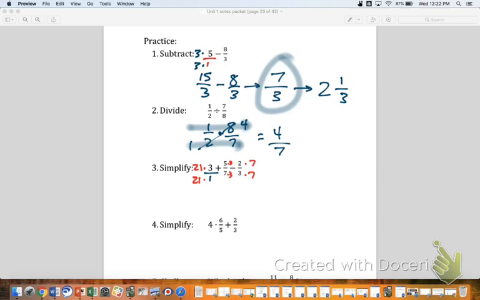So any questions on that? Like, why did I multiply by the 21s, the 3s, the 7s? Any questions? All right. So 21 times 3 is 63. So you get 63 21sts plus 15 21sts minus 14 21sts.